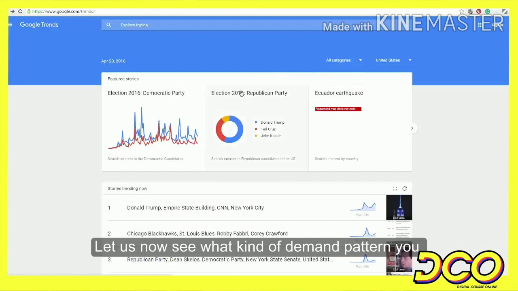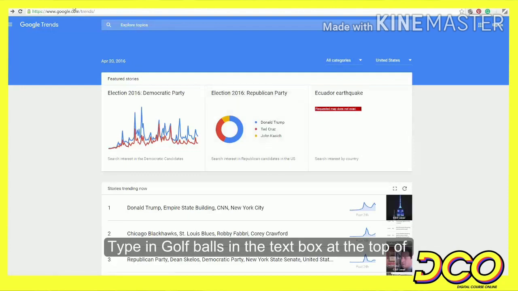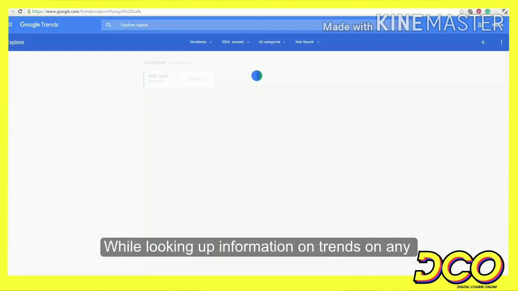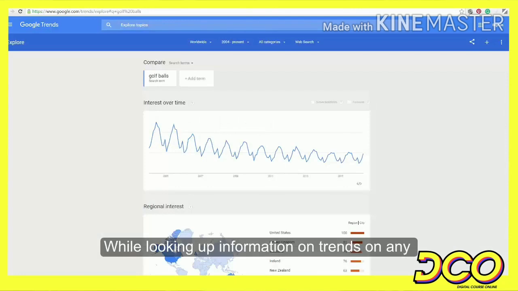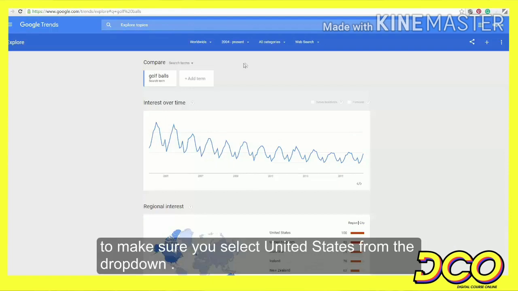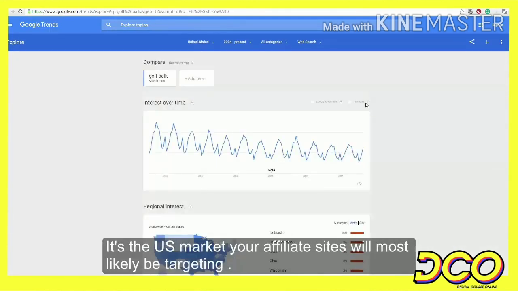Let us now see what kind of demand pattern you should expect to see if you are building a site selling golf balls. You type in golf balls into the text box at the top of the screen and push enter. While looking up information on trends on any topic, you want to make sure you select United States from the drop down. It's the US market your affiliate sites will most likely be targeting.